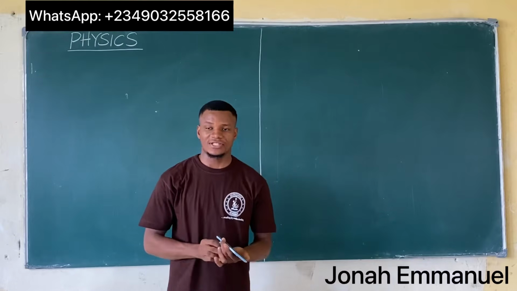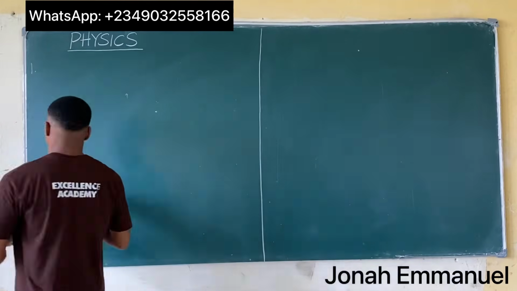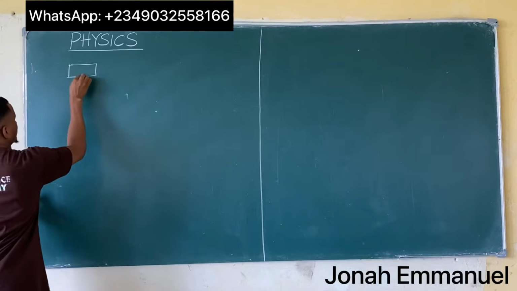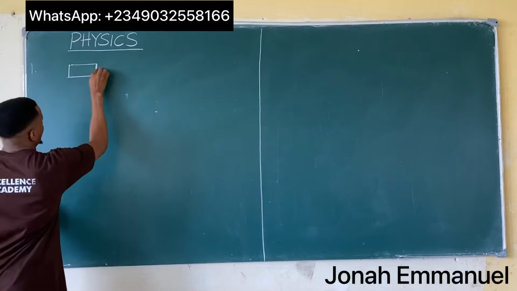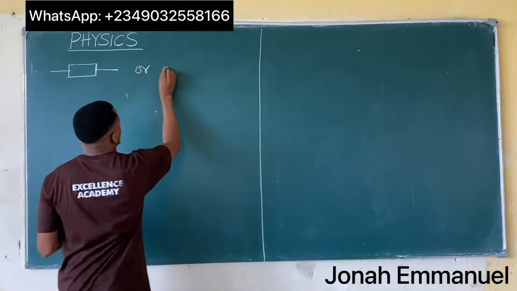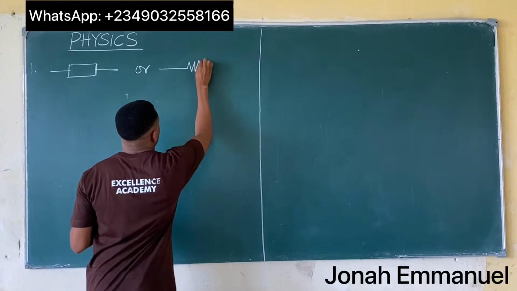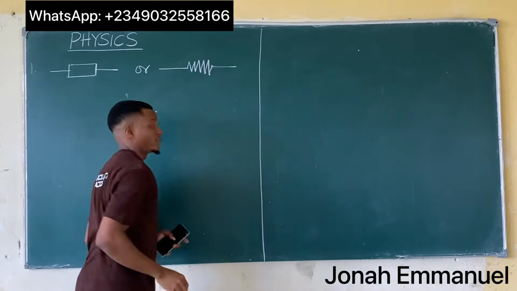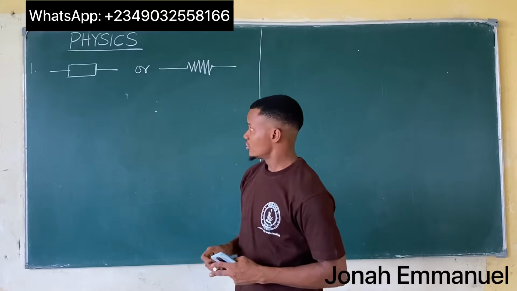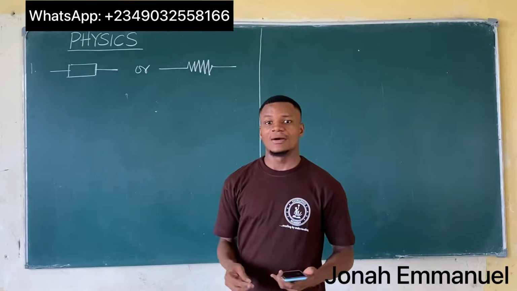Now, usually for a resistor, the circuit symbol is this. So this is the circuit symbol for a resistor. This, or in fact you have this. Alright, so this is your resistor circuit symbol. So if we see any of these, it represents a resistor.